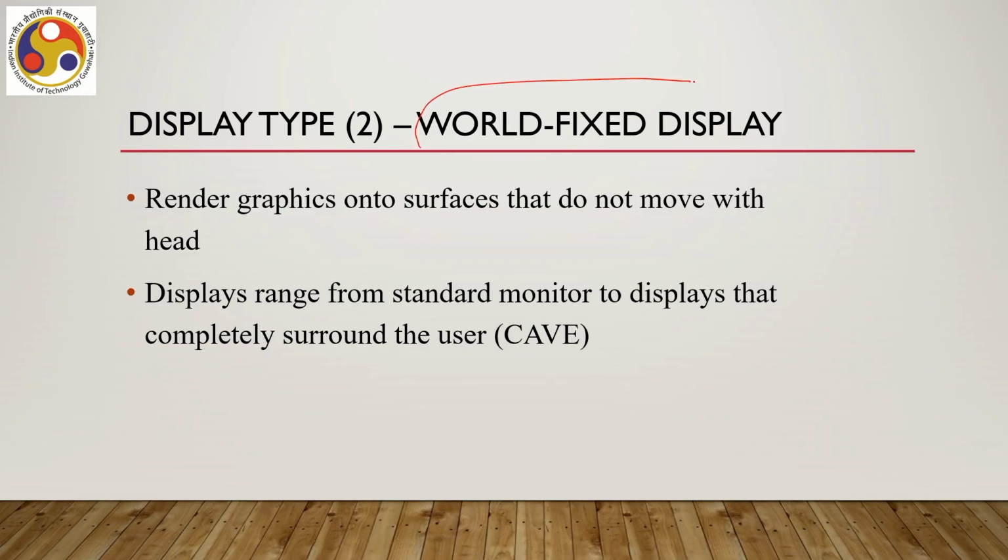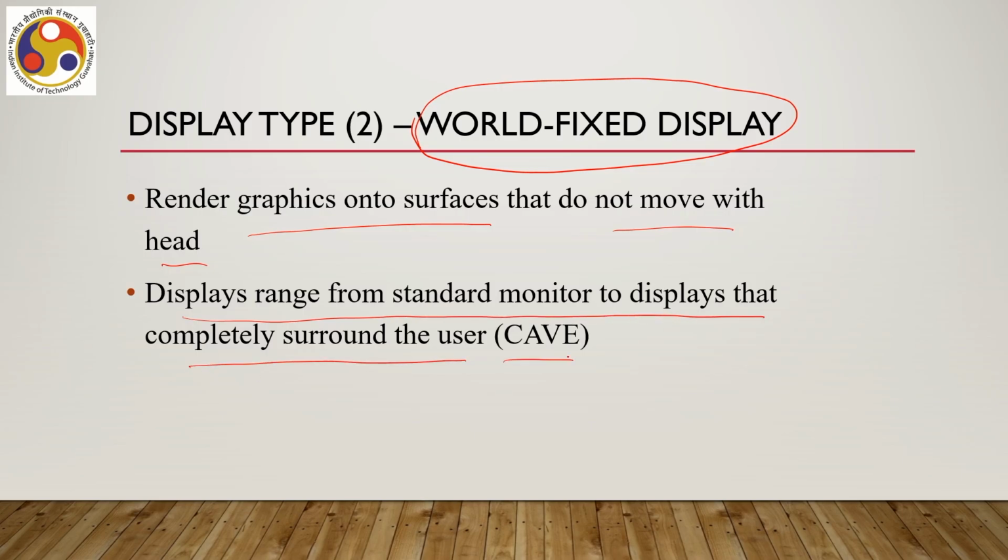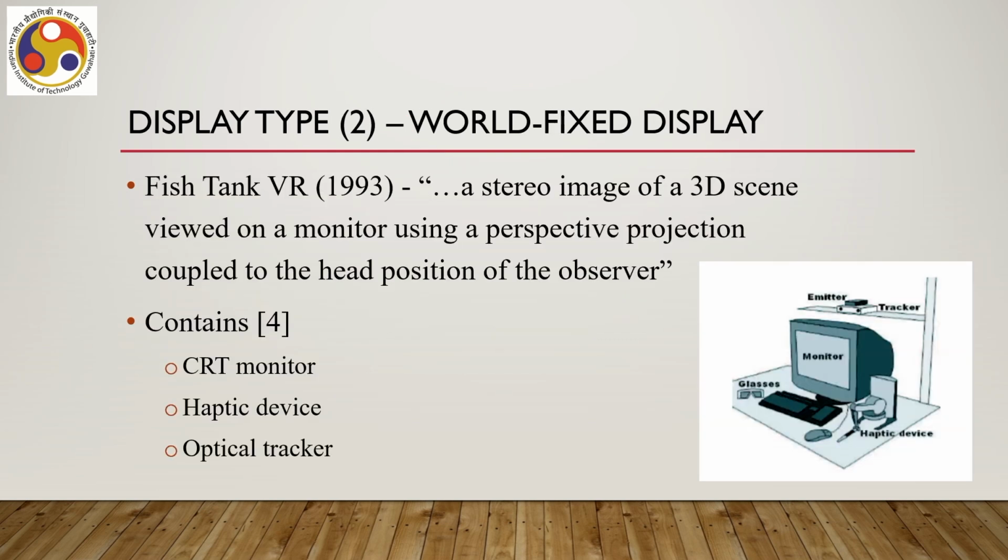Then we have a second category of display, that is walled fixed display. It renders graphics onto surfaces that do not move with the head. So, we have a display surface or display screen which is fixed and does not move with the head. The displays range from a standard monitor to displays that completely surround the user, which is typically called a cave. One early example of such a walled fixed display used for VR is the fish tank display, developed way back in 1993.